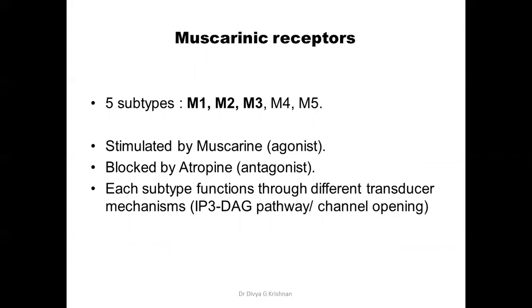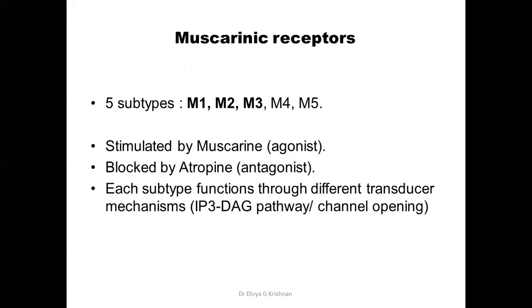Muscarinic receptors are again divided into 5 subtypes: M1, M2, M3, M4 and M5. You can see I have bolded M1, M2 and M3. This is because these are the main 3 subtypes. M4 and M5 are less significant. They are present in neurons of the brain, but we'll be principally concentrating on the first 3 receptors, M1, M2 and M3, because most of the actions of the cholinergic system are conducted through these 3 receptors. These receptors are stimulated by muscarine, which is the agonist on all these receptors.